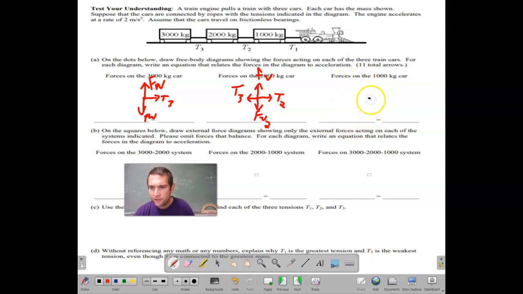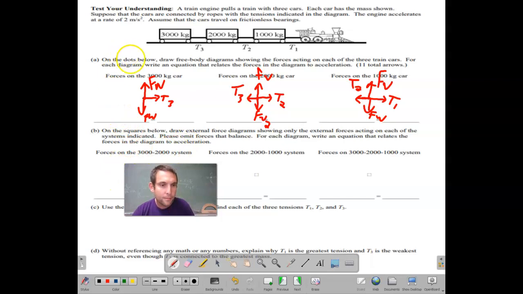Forces on the 1,000 kilogram car, FW, FN, T1, and T2, which should be equal in magnitude. So this needs to equal this, opposite in direction. This is a Newton's third law force pair, right? Same thing here. T3 here has to equal T3 there. Drawing not to scale, but yours better be.